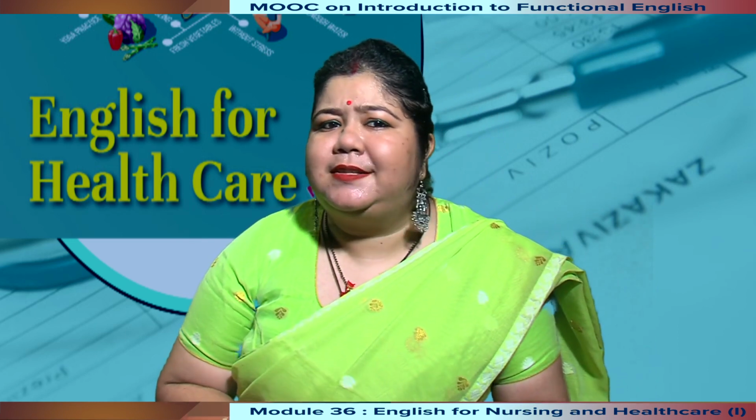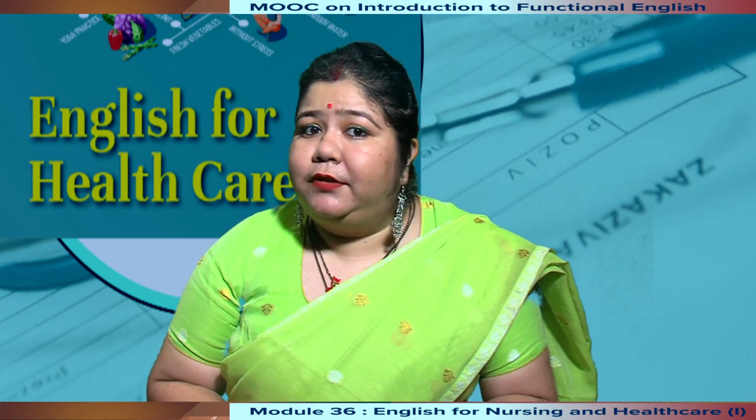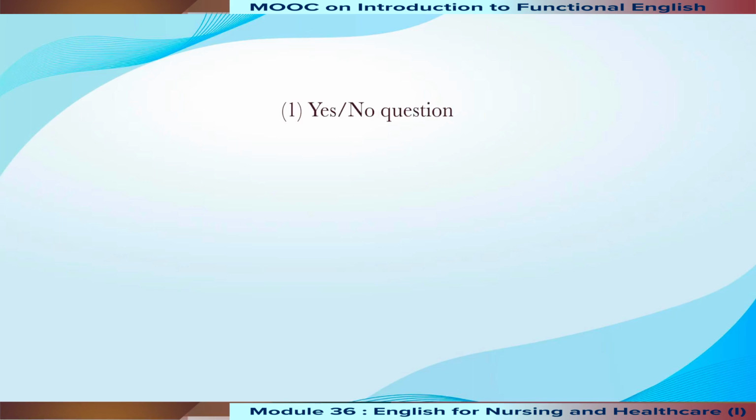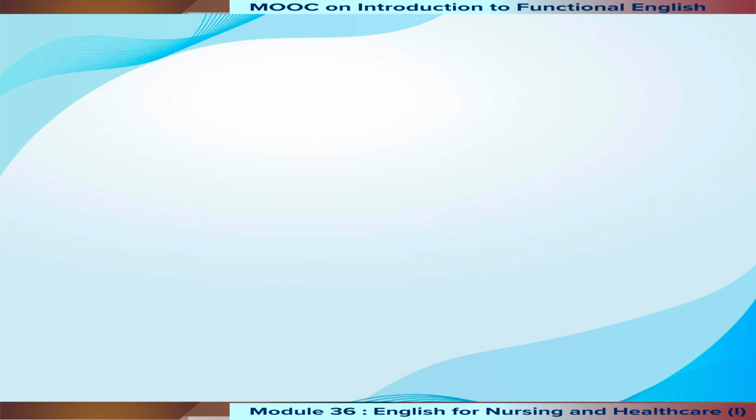In English, we basically have 4 types of questions that are commonly used in speaking. The first one being yes-no questions. Information questions is the second type of question. The third type is choice-based questions, and last but not the least are attached negative questions or tag questions. So the first one being yes-no questions, answers to such questions are simply a yes or no and they are known as short answers.